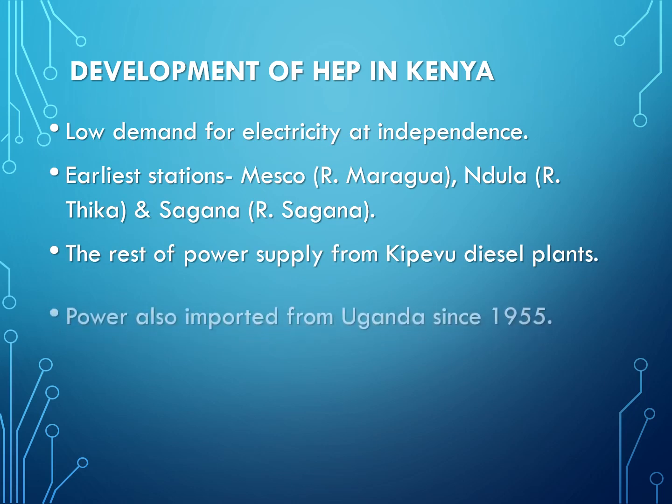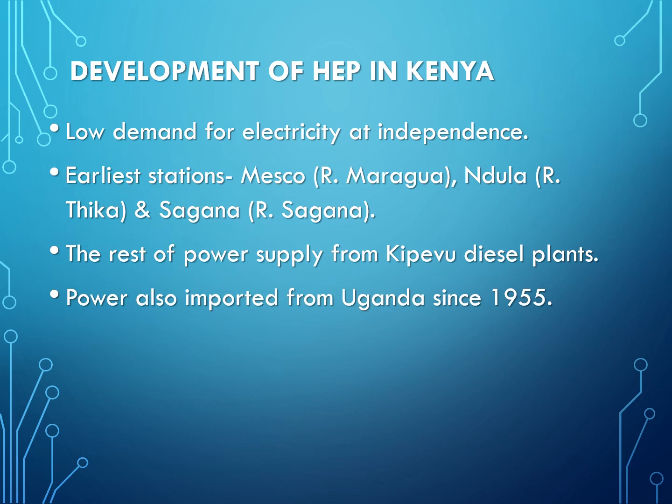Then we also imported some power from Uganda since 1955. Remember, all these countries, Kenya, Uganda, and Tanzania, at this time were British protectorates. They were under the British, so it was basically the same kind of government. Now Uganda has a higher potential for HEP, noting that Uganda receives relatively higher rainfall, and because of that we relied on Uganda to supply us with energy.